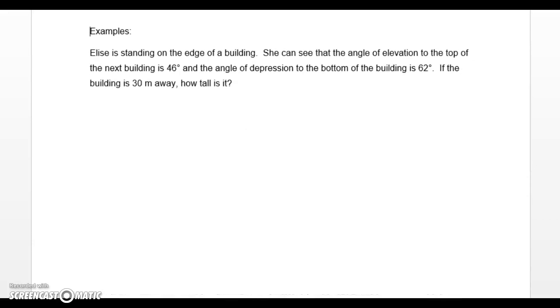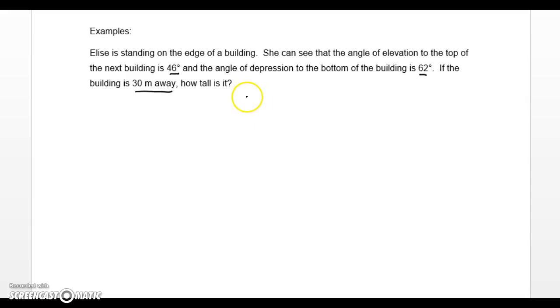So Elise is standing on the edge of a building. She can see that the angle of elevation to the top of the next building is 46 degrees, and the angle of depression to the bottom of the building is 62 degrees. So if the building is 30 meters away, how tall is it? So here we're looking for the height of the second building.